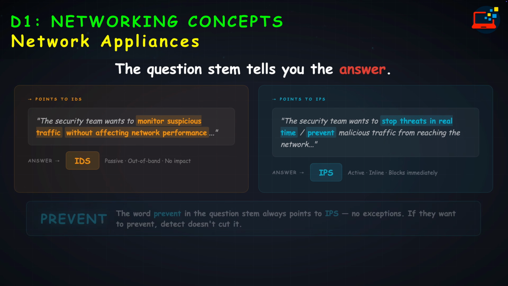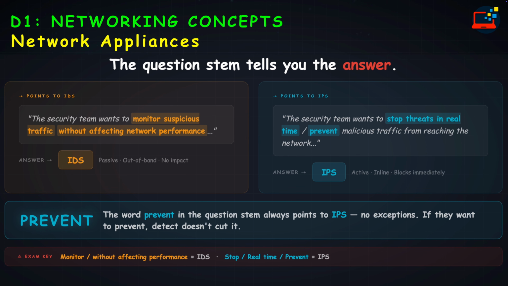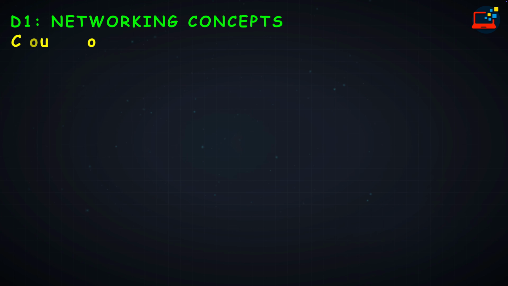Here is the IDS versus IPS trap. If the question says the security team wants to monitor suspicious traffic without affecting network performance, that is IDS. If it says stop threats in real time, that is IPS. The word prevent always points to IPS.